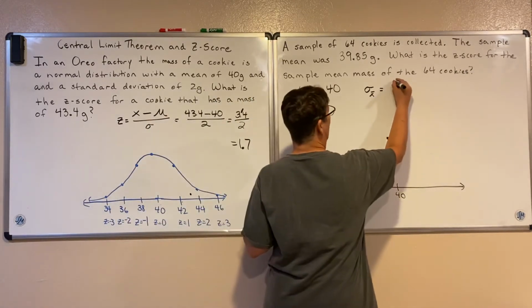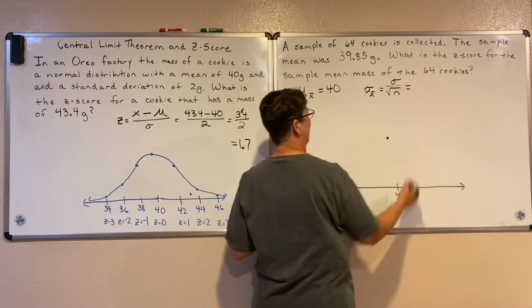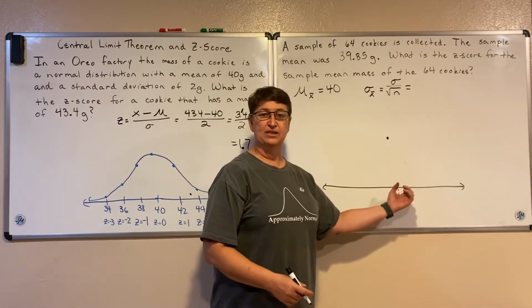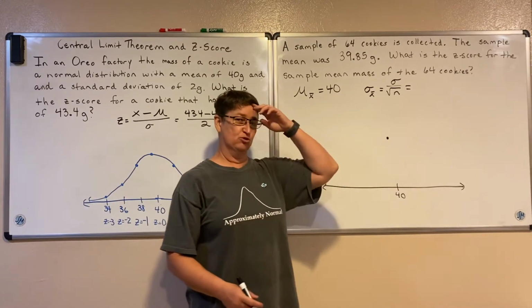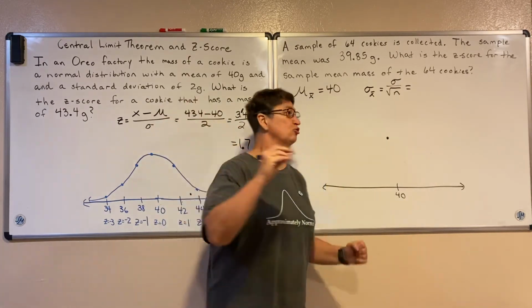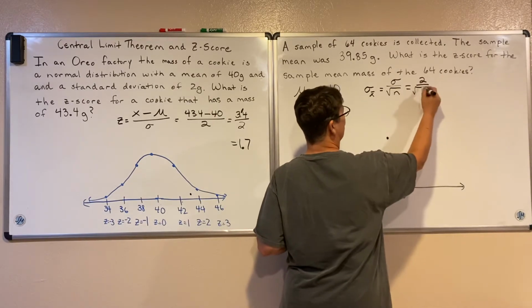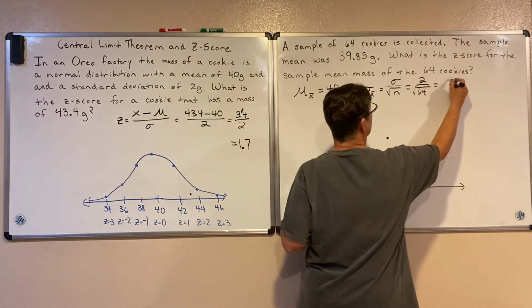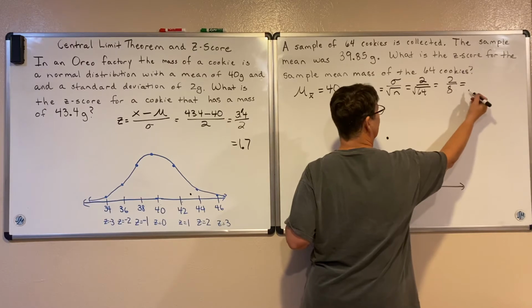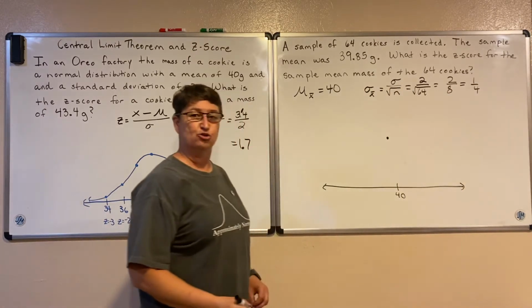Remember that we take the population standard deviation and divide it by the square root of the sample size to find the standard deviation of our sampling distribution. That's what the central limit theorem tells us. So my standard deviation was 2 grams, and I'm going to divide that by the square root of my sample size of 64. So I have 2 divided by the square root of 64, which is 8, or that is 1/4, or maybe you could call that 25 hundredths.